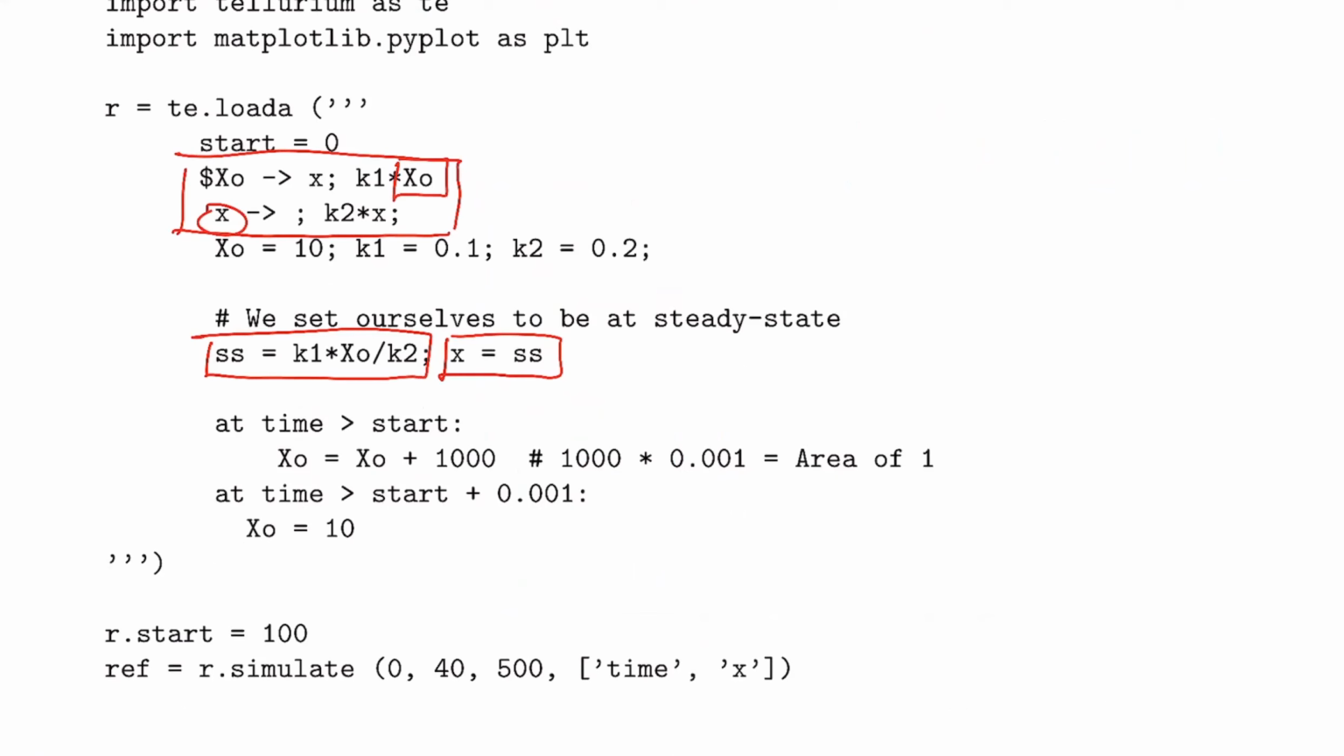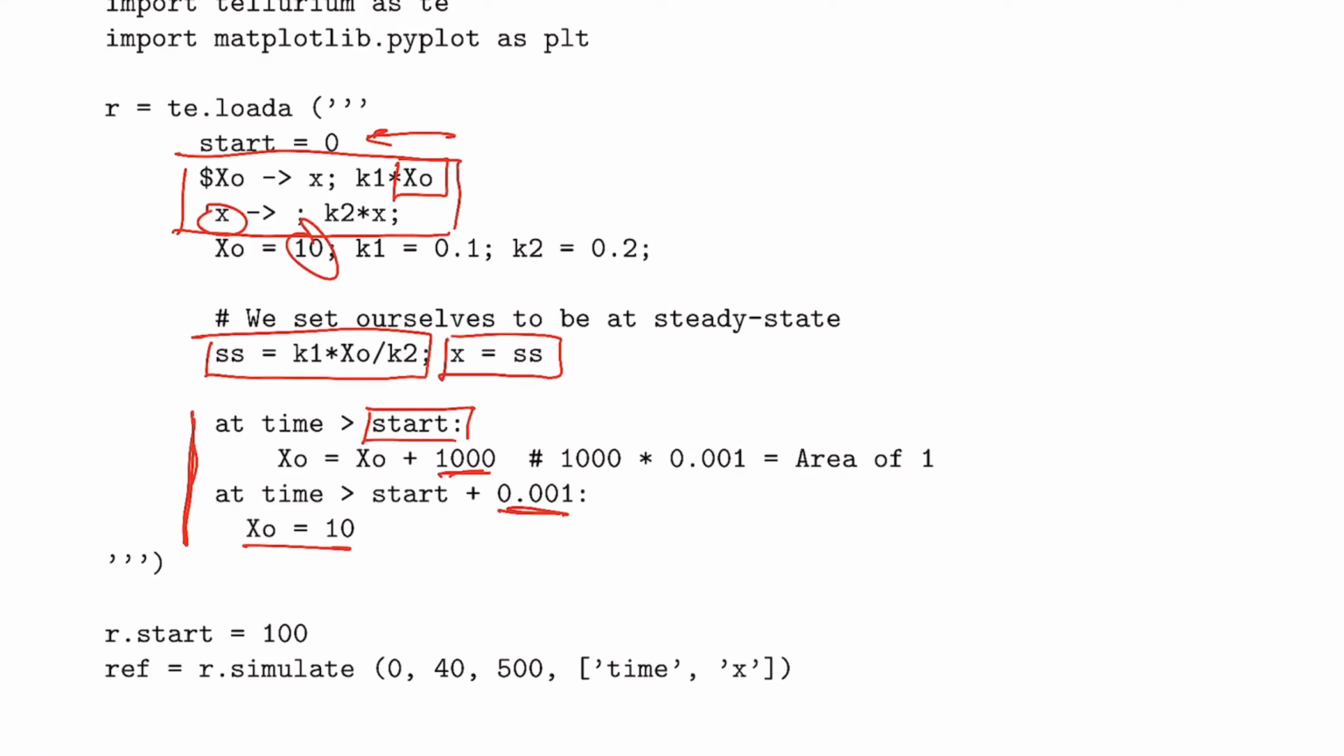Now, this piece here is what does the impulse. So the impulse will happen at the time start, and at the beginning start is 0, okay? So at time start, I will add 1,000 to the input, all right? Then very shortly afterwards, at a delta t of 0.001, I bring x back to what it was, which was 10, right? So it's 10. It was 10 before.